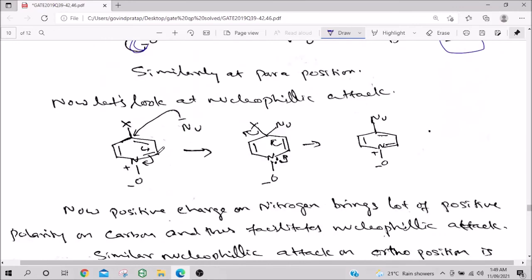Nucleophilic attack also can happen both on ortho and para. Why is it suddenly much better? On pyridine also it can happen, but here it will occur much better. Why? Because nitrogen is having positive charge now. So it pulls the electron strongly. So this comes out here and the nucleophile can attack, and it becomes much faster than normal pyridine. You can carry out this nucleophilic attack on it.